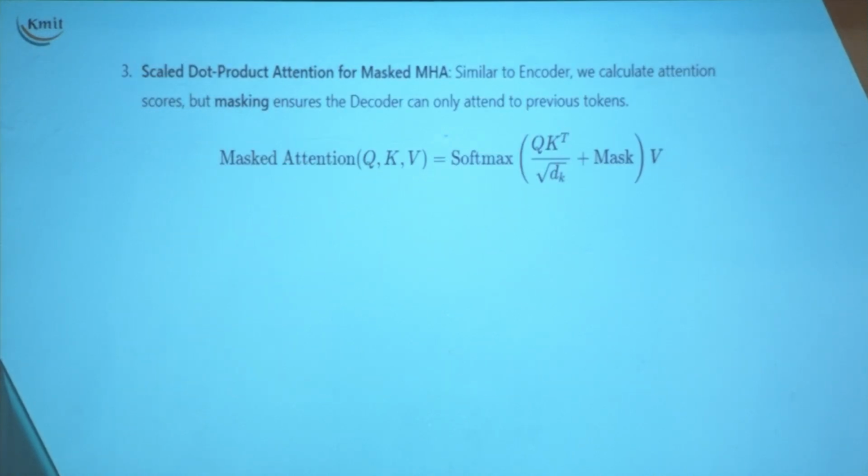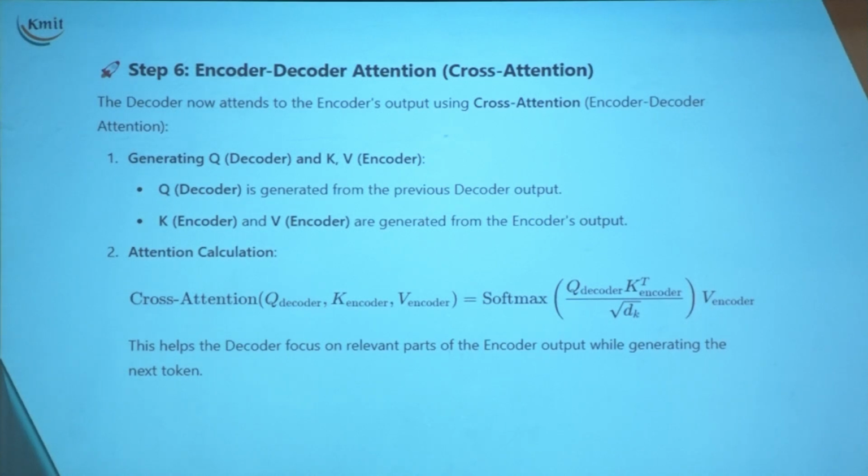So is the formula changed here? Yes. Why is the formula changed? I am adding masking here. So what is the formula now? Softmax of Q into K transpose divided by square root of dk plus mask, into V. Are you all clear with this? Okay. Now, what is the formula for encoder-decoder attention, or cross attention? Softmax of Q of decoder into K transpose of encoder divided by square root of dk, into V of encoder. Are you all clear?